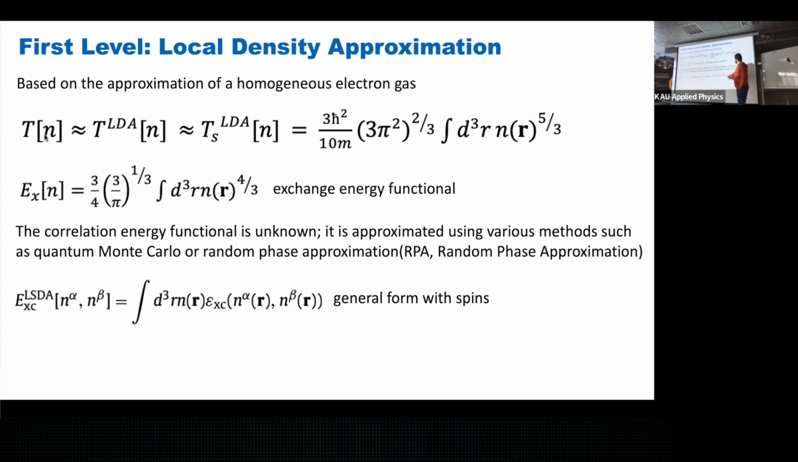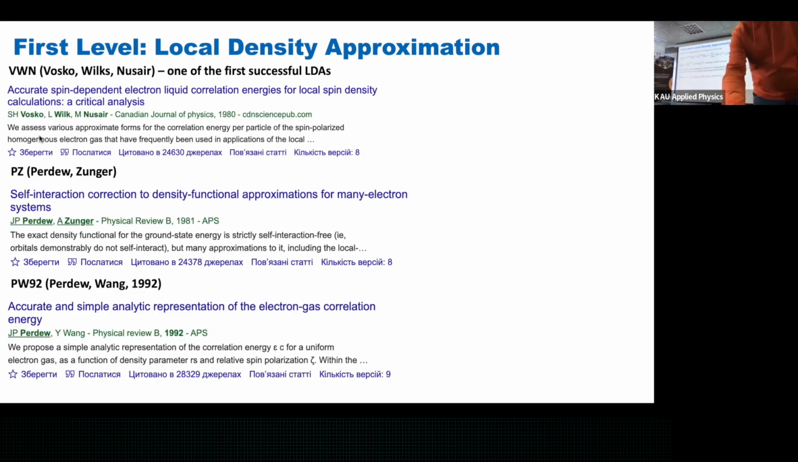And here is the general form with spins. Alpha and beta are electron densities for spin up and spin down. And this is the whole exchange correlation potential. A very general form. It depends only on n, on the electronic density: local density approximation.